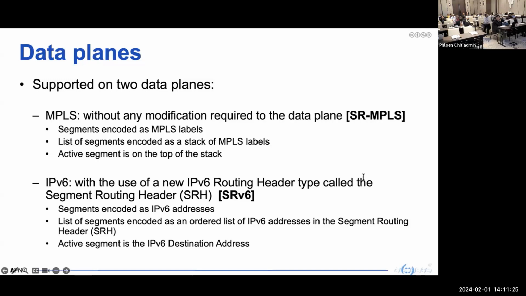Segments are encoded as IPv6 addresses, and the entire list of segments is encoded as an ordered list of IPv6 addresses in the segment routing header. The active segment is the IPv6 destination address. Along the way, I will mention how it will be in SR-MPLS and how it will be in SRv6, but mainly today our focus will be on the MPLS part.